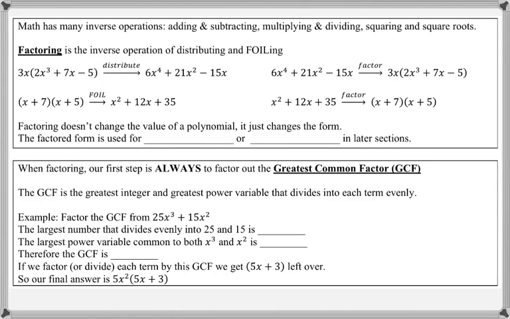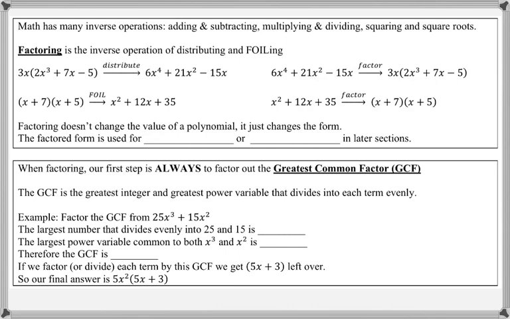Chapter 6 is about a topic called factoring. And in math there's many inverse operations, such as adding and subtracting, multiplying and dividing, or if you take the square of a number versus if you square root the number. So factoring is actually the inverse operation of distributing or foiling.